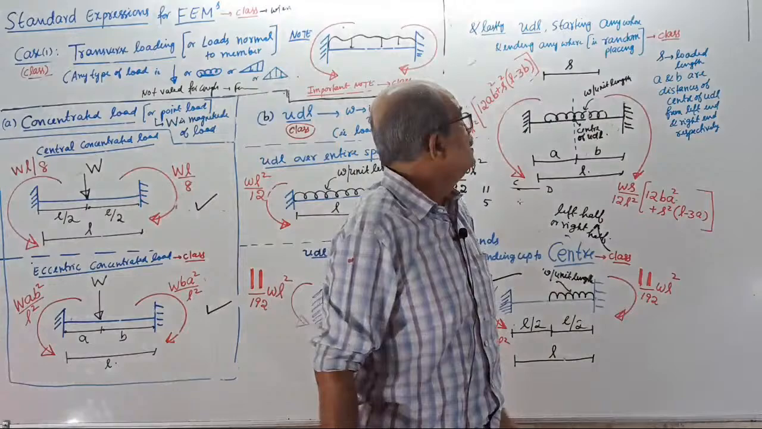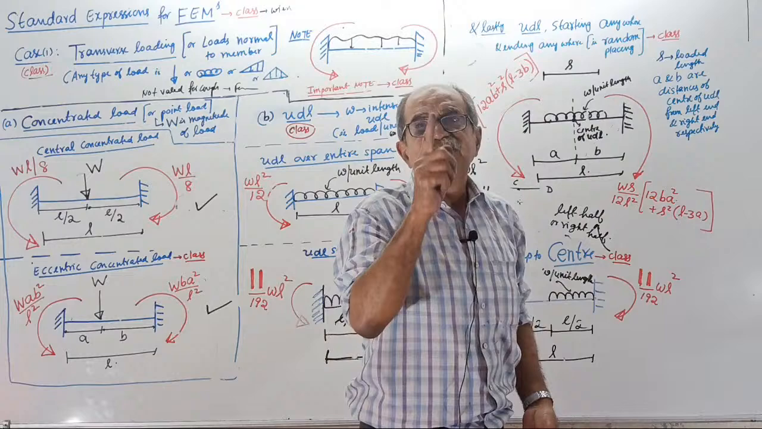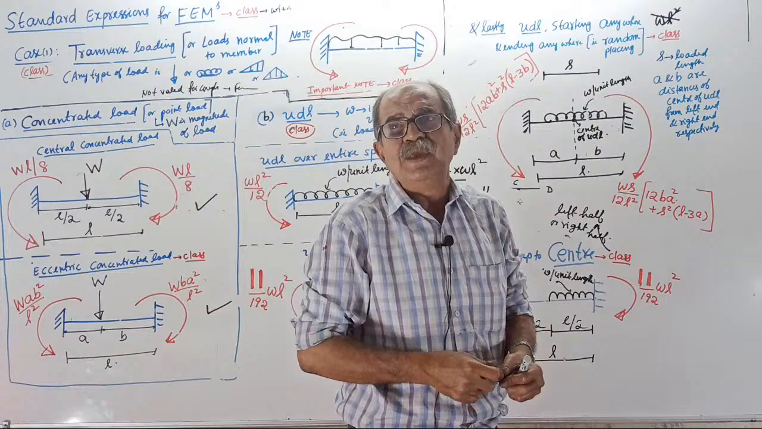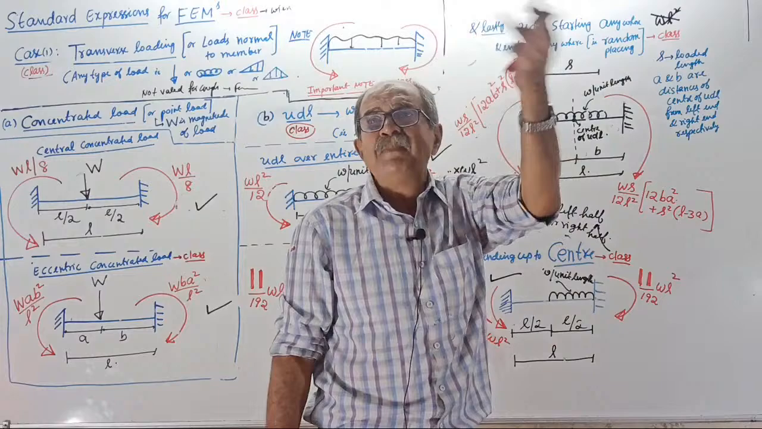And remember, one more thing in the class. This is the place where W into L square will not come in the formula. This is the only place for UDL or UVL where WL square will not come. It will come after you simplify.